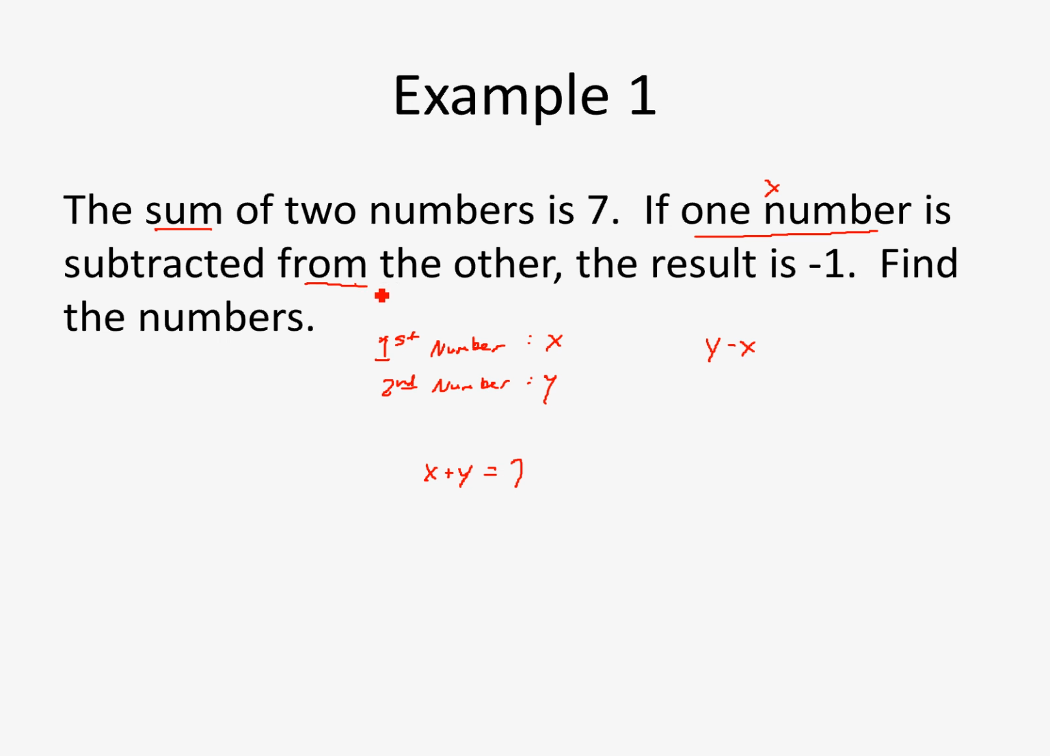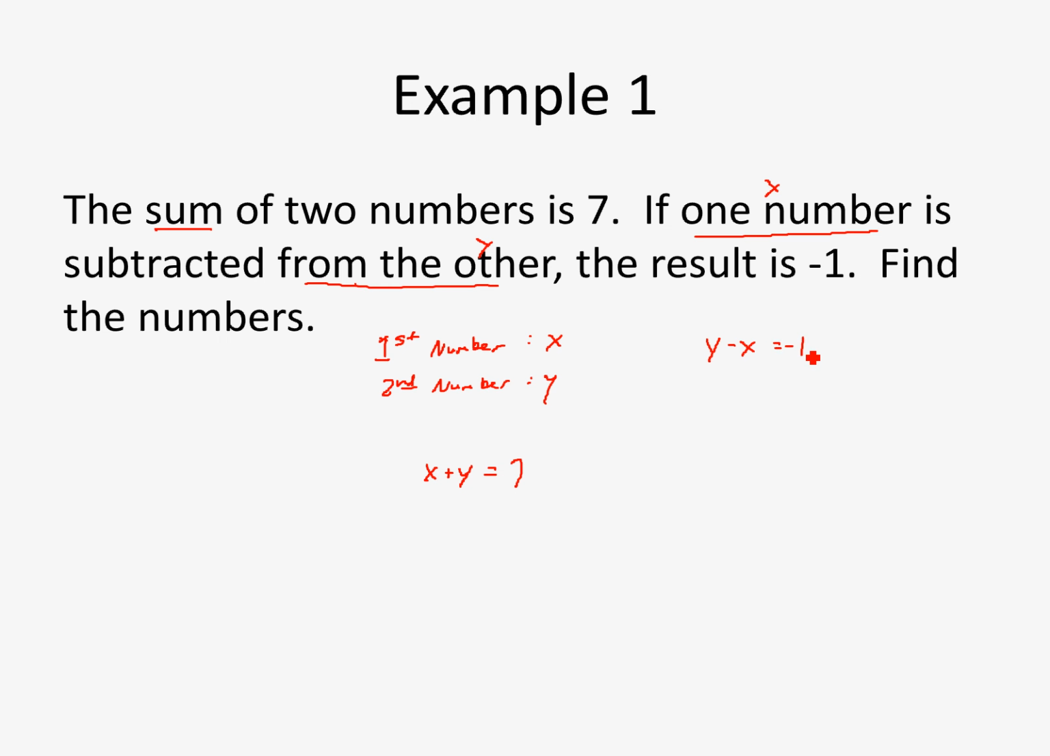So the other, we'll call that y. So we're saying that x is subtracted from y. So that means we take x and we subtract that from y. So we have y and then we take x away from it. So that means it's got to be y minus x. And it says the result is going to be -1.